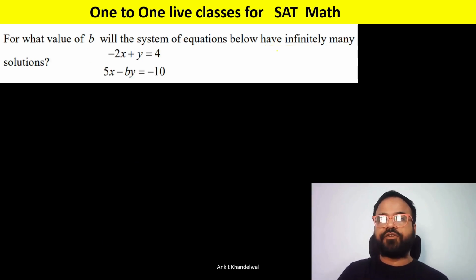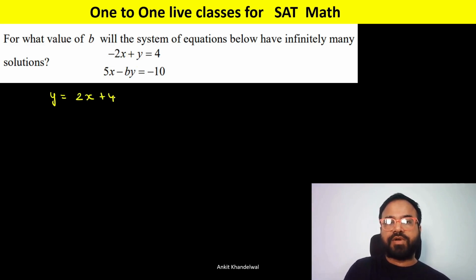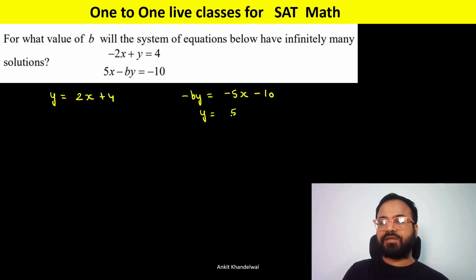It is written, for what value of b will the system of equation have infinitely many solutions? Now for the infinitely many solutions, again if you convert into the slope-intercept form, the first one, y will be equal to 2x plus 4. Now try to do it in a single step only. So we will be taking minus 2x on the right hand side, and the second equation we can say minus by is equal to negative 5x and negative 10. Now dividing by minus b, it is simply 5 by b x plus 10 over b. Like this it will work.